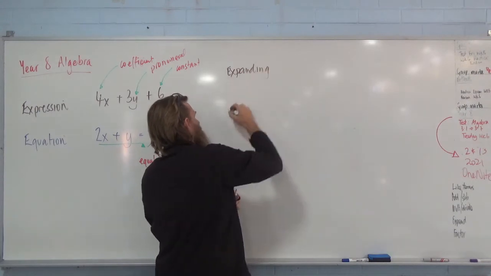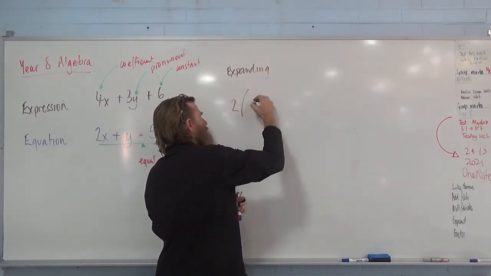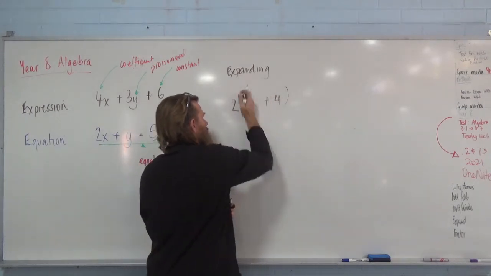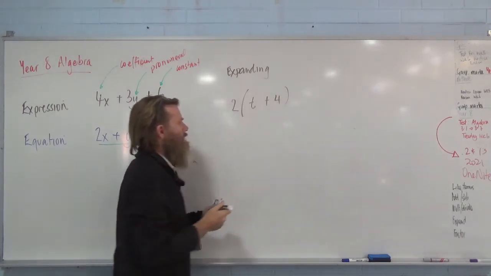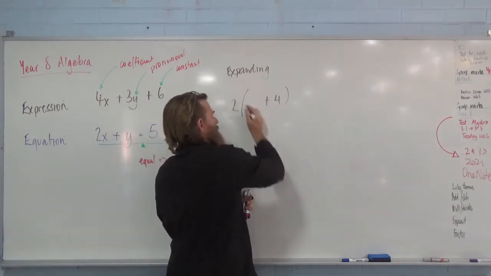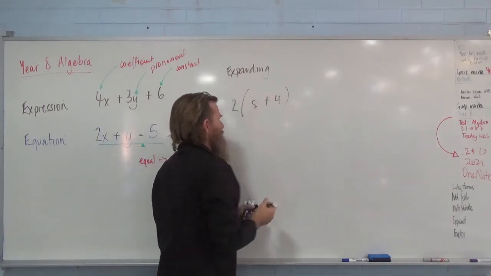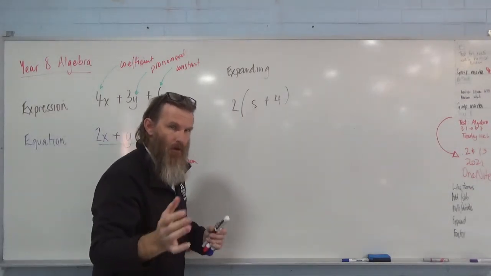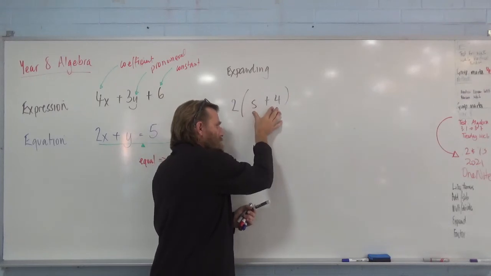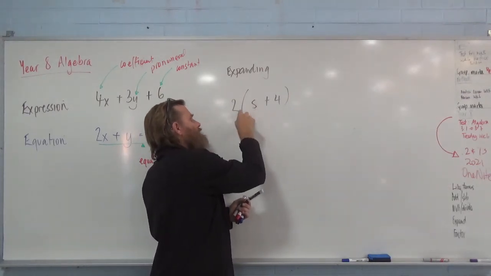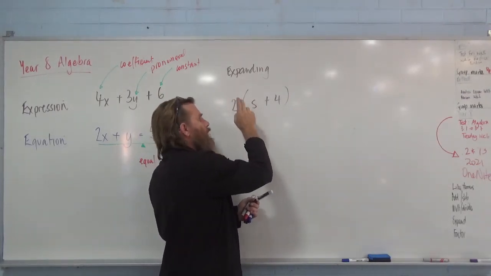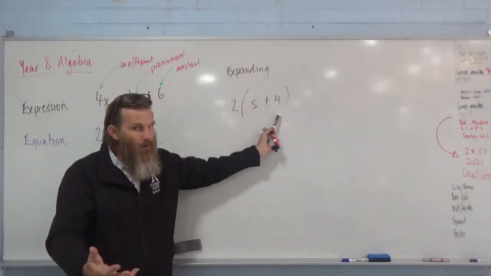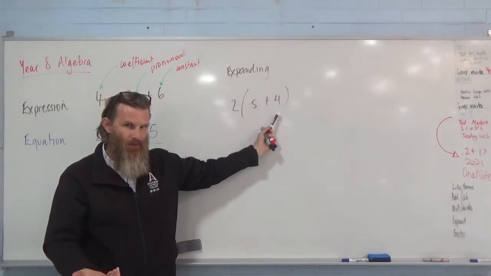Now, let's have 2 out front of 4t plus 4. Alright, let me tidy that up. There we go. Or even better, I'm going to change that to a different letter. It's too close to a 4. S plus 4. Now, usually with BIMDAS, I'd say work inside your brackets first and then do the multiply. But with algebra, we can't do anything with s plus 4. I don't know what s is.